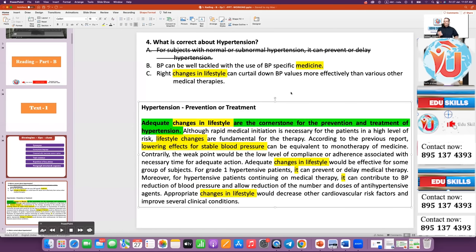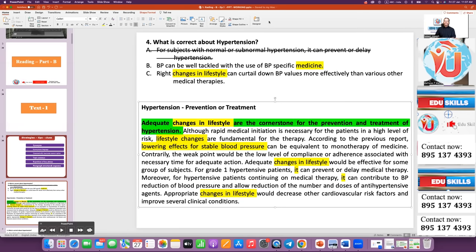And just reading, if you are competent, don't believe that the next passage you take up, you will be competent. No, it takes time. If you are competent, just that topic sentence will confirm your presumption is correct. Adequate changes in lifestyle are the cornerstone for the prevention and treatment of hypertension. It prevents and treats. That's a categorical statement. Equivalent to answer option C.